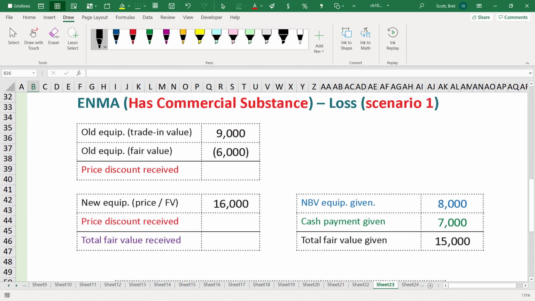Down below, what I'm showing you is what is the value being received. So the old equipment has a trade-in value of $9,000. That's what the seller is willing to give me. But the fair value, what I see on Craigslist, is $6,000. So is the seller really cutting me a break here? I think he is. So the fair value, the trade-in value to the seller is $9,000. The fair value on Craigslist is $6,000. So I can say that essentially the seller is giving me kind of a price discount of $3,000.